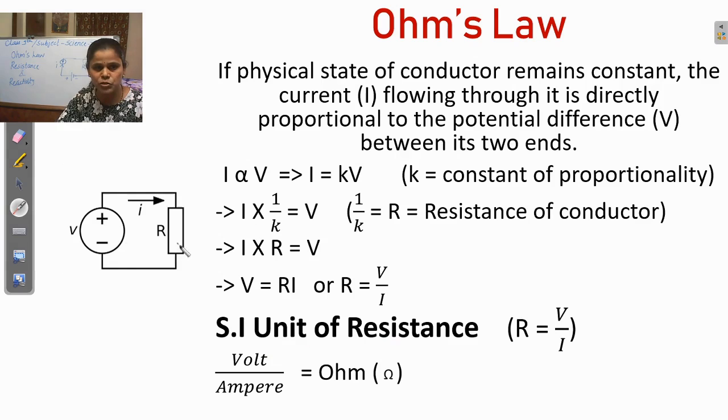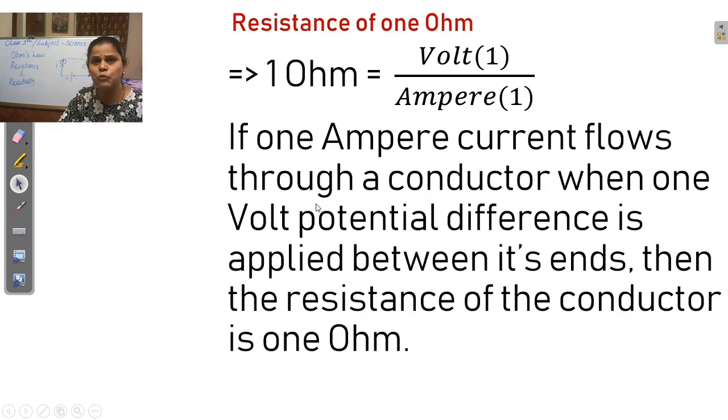Just observe this picture here. This is the potential difference. If current flows through this conductor and the resistance is R, then R is V upon I. This is the formula: I is the current flowing through this conductor, R is the resistance, and V is the potential difference between the two ends of the wire, the two ends of the conductor. Got it?